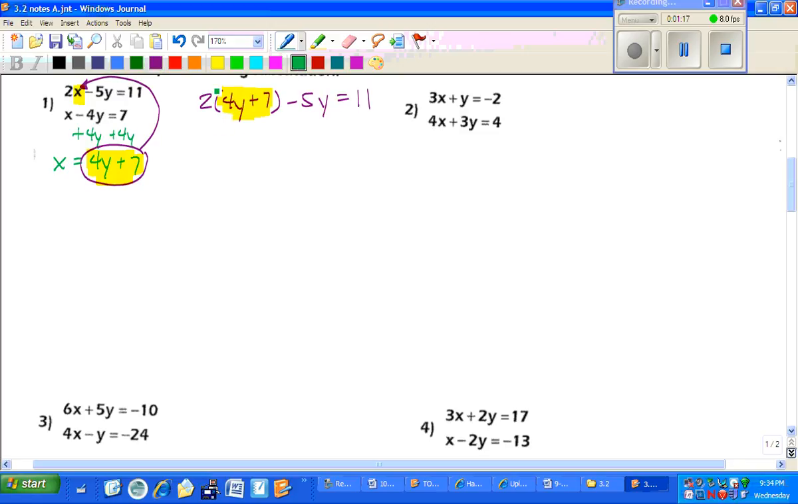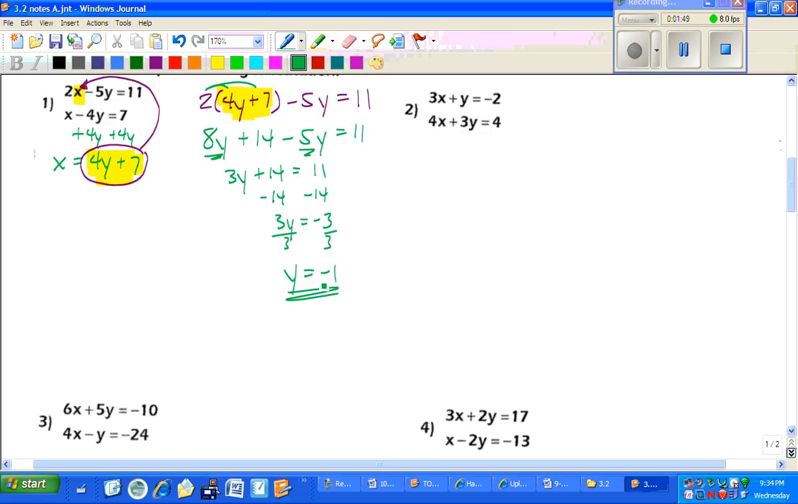We can solve that. First, let's distribute. We get 8y plus 14 minus 5y equals 11. We can combine like terms. We get 3y plus 14 equals 11. Now get y by itself. So we subtract 14 from both sides. And then divide both sides by 3. We get y equals negative 1.